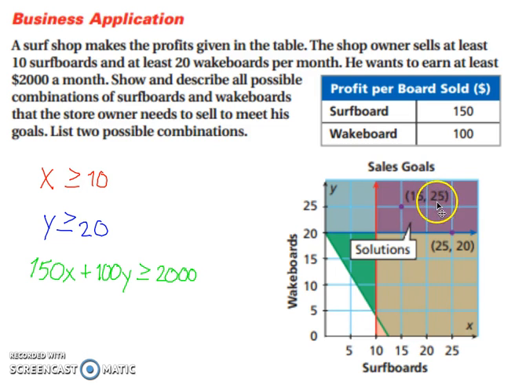(15, 25) is one possible solution, and (25, 20) is another. So like 15 surfboards and 25 wakeboards, for example. Now, you can't sell 15.5 surfboards and then 25 wakeboards. This is where that caution kind of comes into play. You have to sell a whole number of boards, no matter which way you're going. So any solution in the area that's been shaded 3 times would be a solution. Anything that's not in this 3 times shaded area is not a solution to this problem.